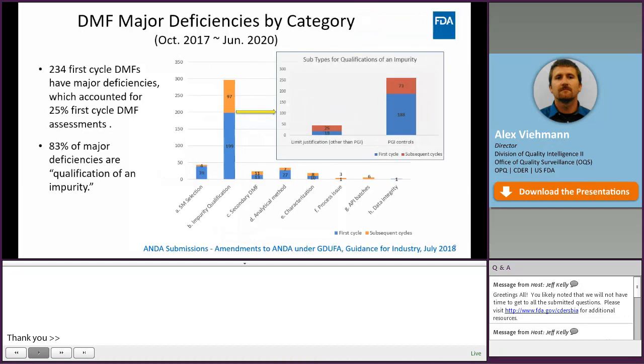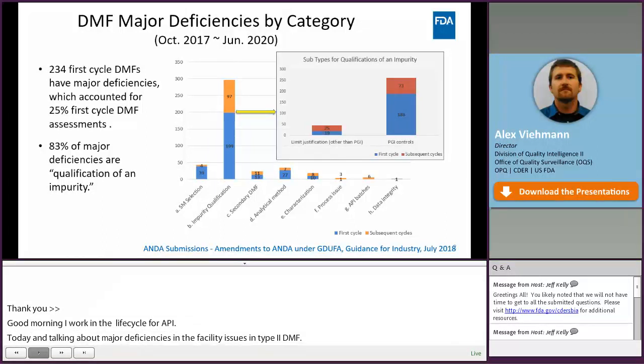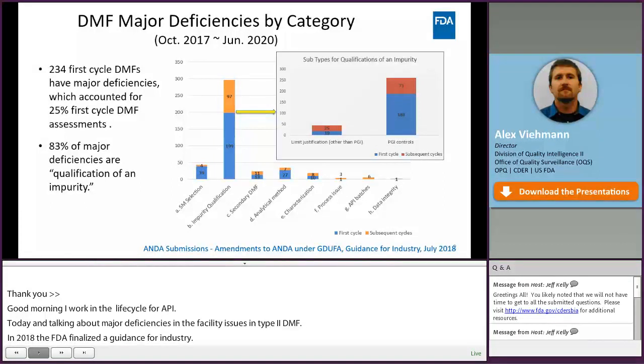In 2018, FDA finalized a guidance for industry, ANDA submissions, amendments to ANDA under GDUFA. This guidance defines major or minor category for ANDA complete response letter. It also lists examples of deficiencies that FDA may consider major. For DMFs, there are 7 categories in that list.